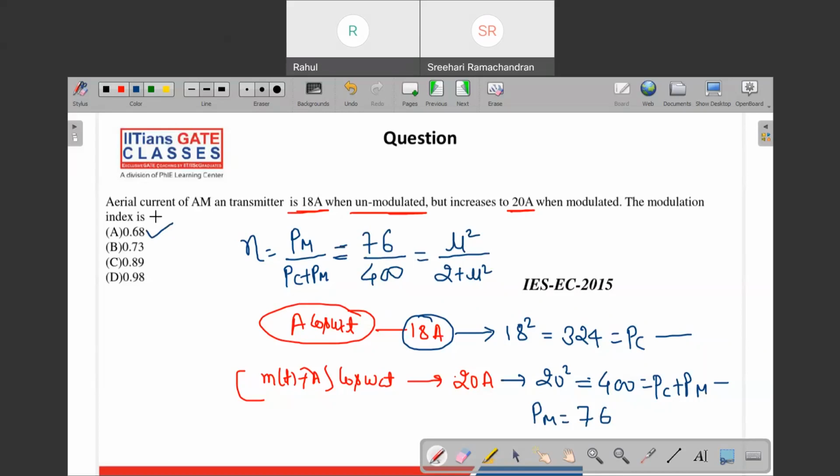And one mistake that people commonly make here is, instead of doing this square, they directly treat this 18 ampere as a power and write PC is equal to 18 and PC plus PM equal to 20. So don't make this mistake. The power will be equal to current squared by R, and here R you can assume to be 1, and that will not make any difference. Anyone has any doubt here?